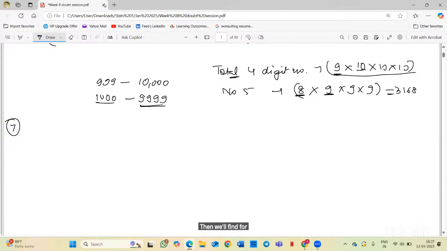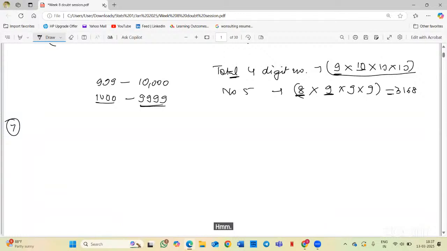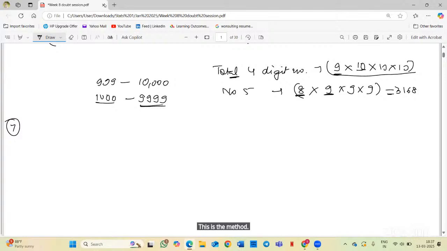Ma'am, first we'll find for the two words, like from five distinct letters we have to arrange in two ways. At a time we have to take two first, so we'll do it like 5P2, then again it's written two or more alphabets, then for 3 we'll do 5P3, then for 4 5P4, and then for all five at a time 5P5, then we'll add all of them, then we'll get the answer. Himanshu, is it correct? This is the method? Yes, ma'am, it is correct.